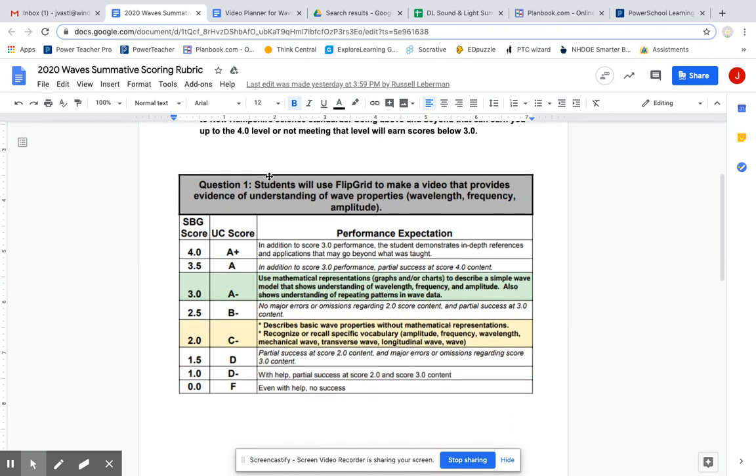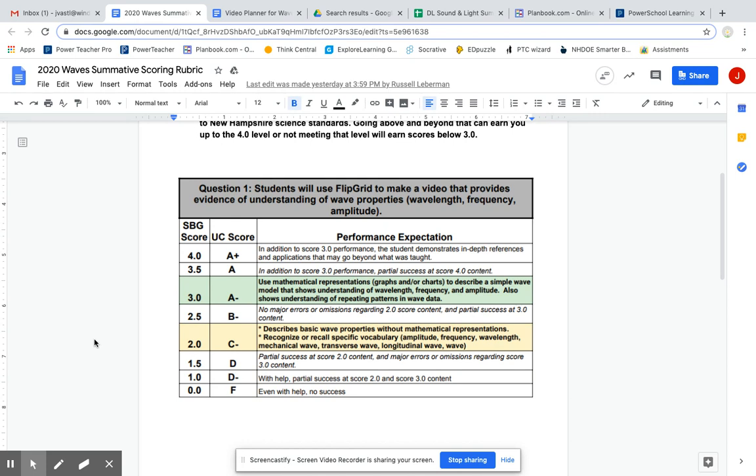So for question 1, it says students will use Flipgrid to make a video that provides evidence of understanding of wave properties. And our wave properties that we talked about were wavelength, frequency, and amplitude. So if we take a look at the level 3, because like I said, this is the most important, it says use mathematical representations. So I'm not asking for an equation here. I'm asking for a graph or a chart to describe a simple wave model. So model, meaning you have to model something, and it could be something that you filmed. It could be a picture.